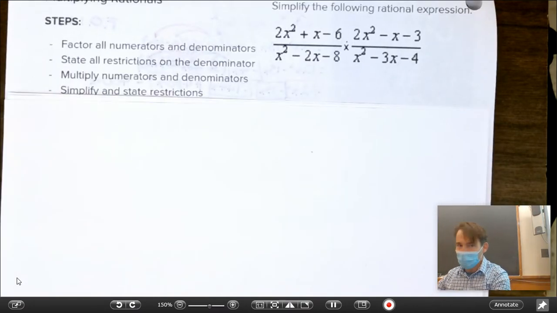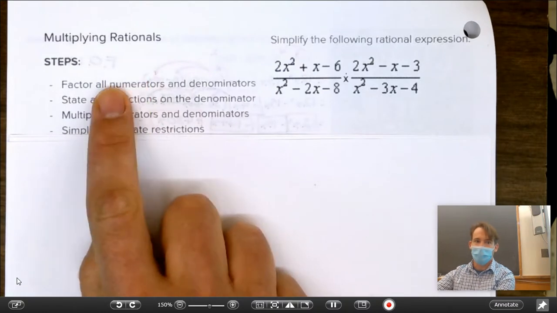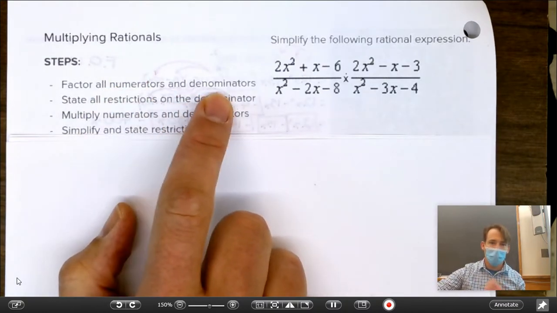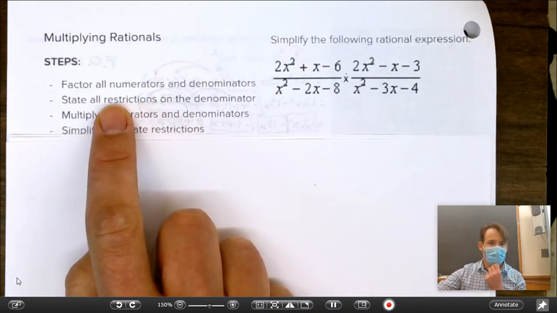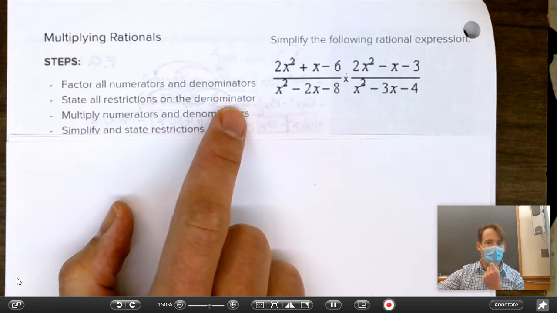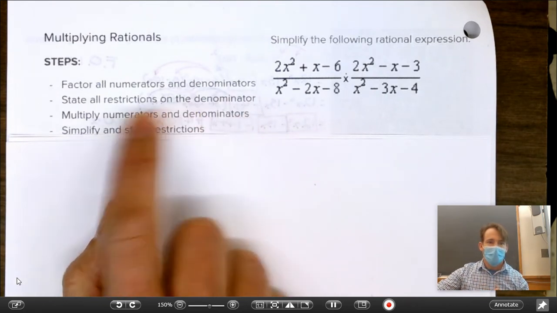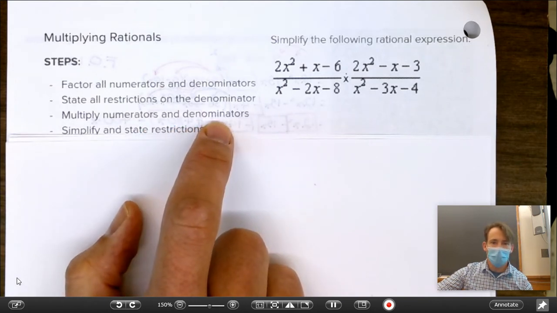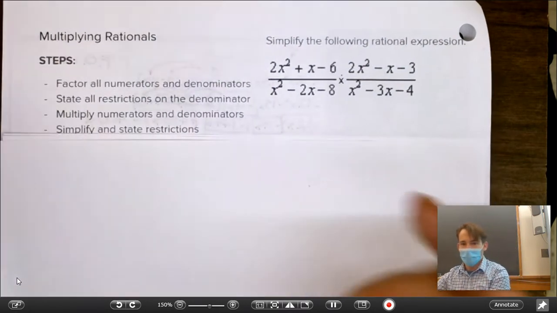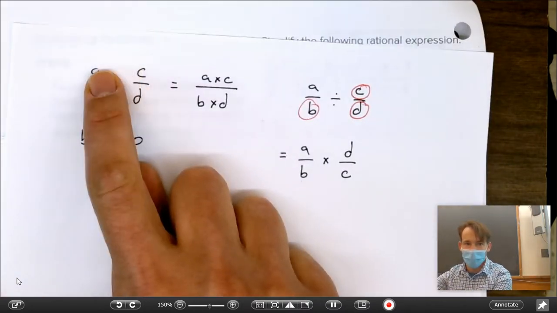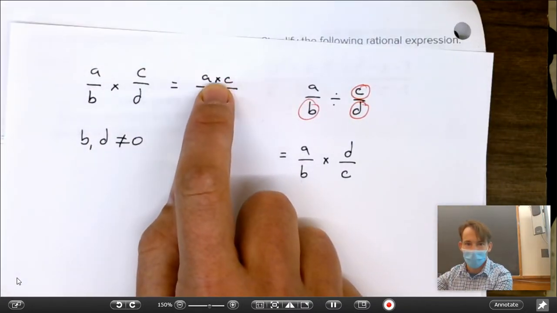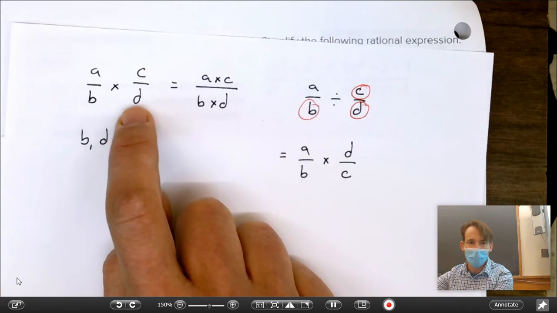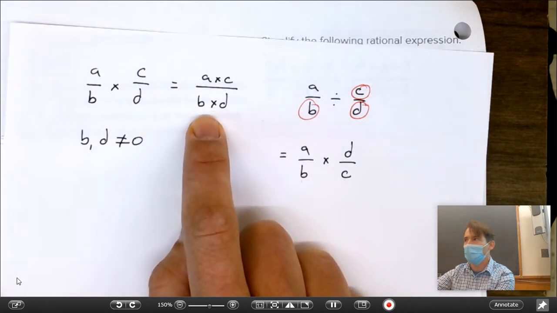So, when you're multiplying these rational expressions, first step, factor all the numerators and denominators, and then state all the restrictions that you can on the denominator. After you've done that, you're going to multiply the numerators and denominators one by one. So just like when we had a fraction, you multiply numerator times numerator, that's your new numerator, and then multiply denominator times denominator, and that's your new denominator.